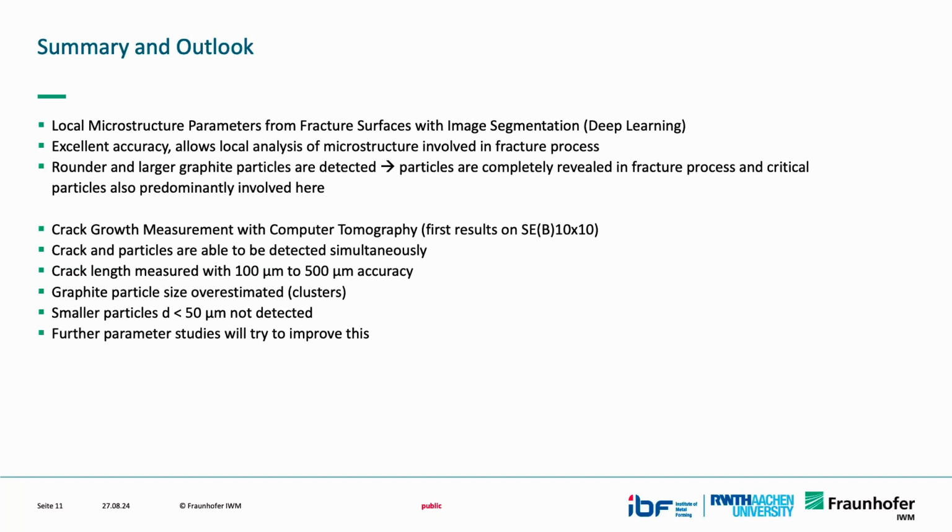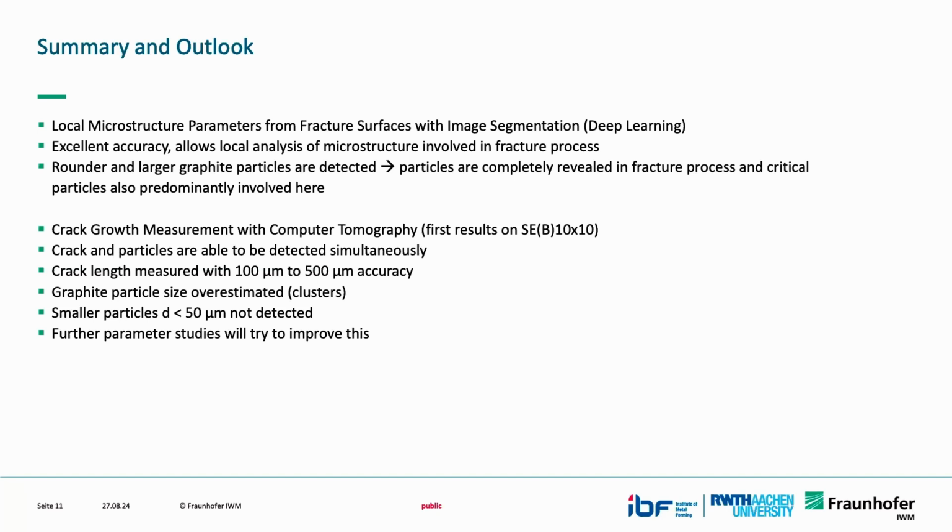We saw that rounder and larger graphite particles are detected. That makes sense because particles are completely revealed in the fracture process. And also the critical particles are predominantly involved here as well. The crack growth measurement with computer tomography works in the sense that we can see crack and particles at the same time. But we saw that the crack length measured is somewhat satisfactory, but it still can be more accurate. We have about 100 to 500 micrometers accuracy right now.